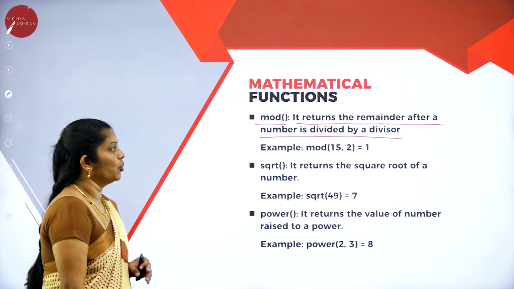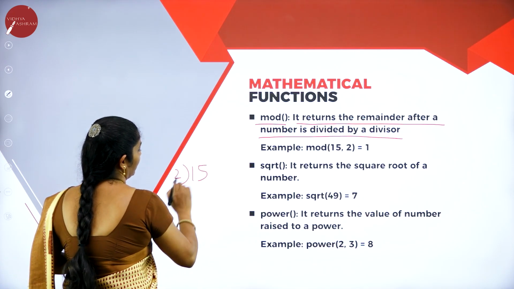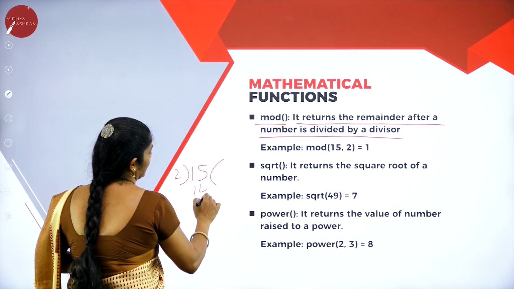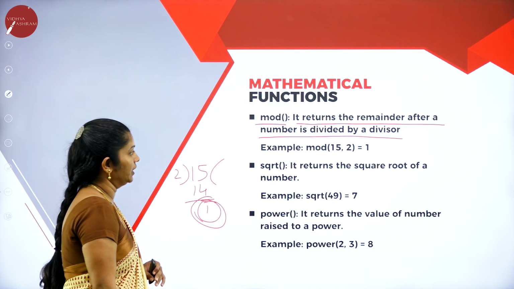Here, for example, MOD of 15, 2. Then what happens here? I will divide 15 by 2. Then 14 is there, and the remainder is 1. This we can get by using the MOD function.